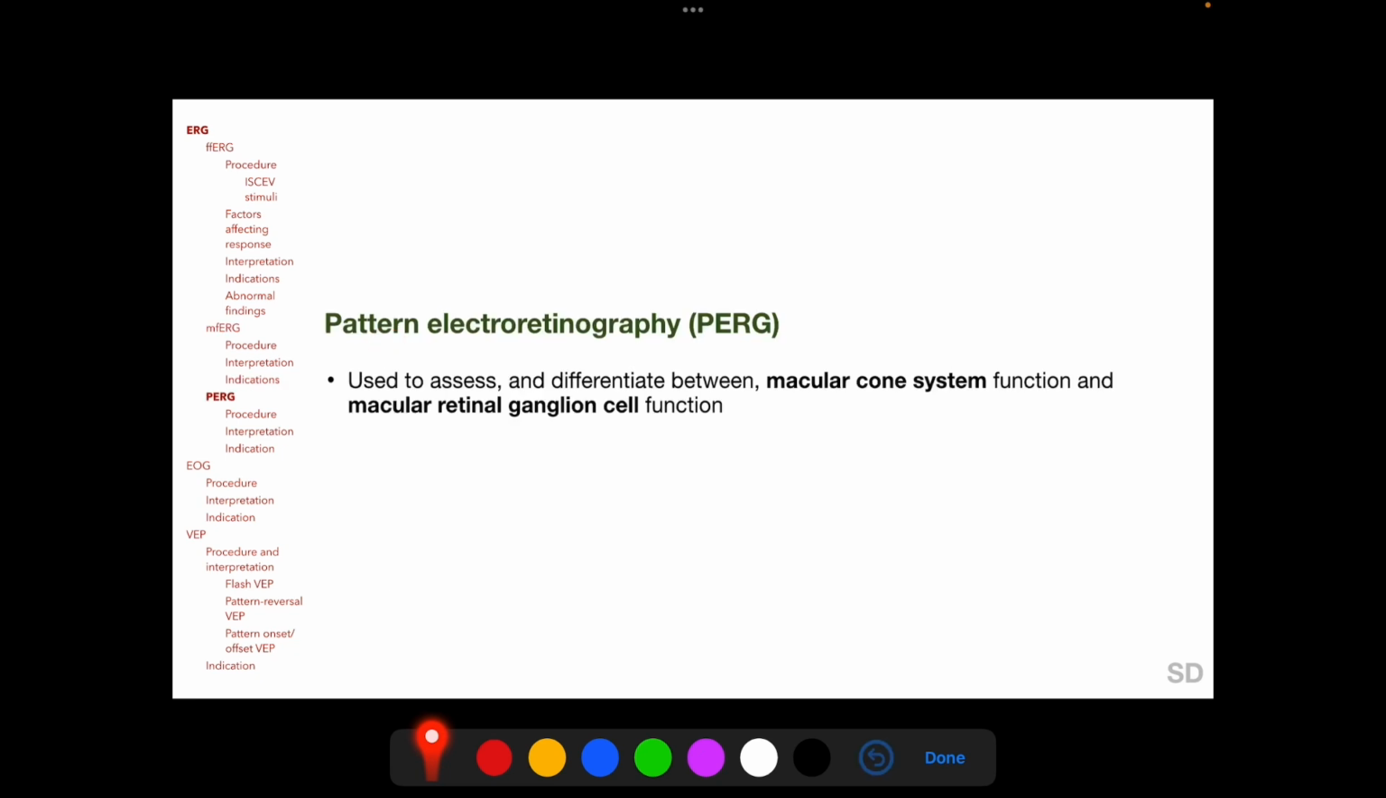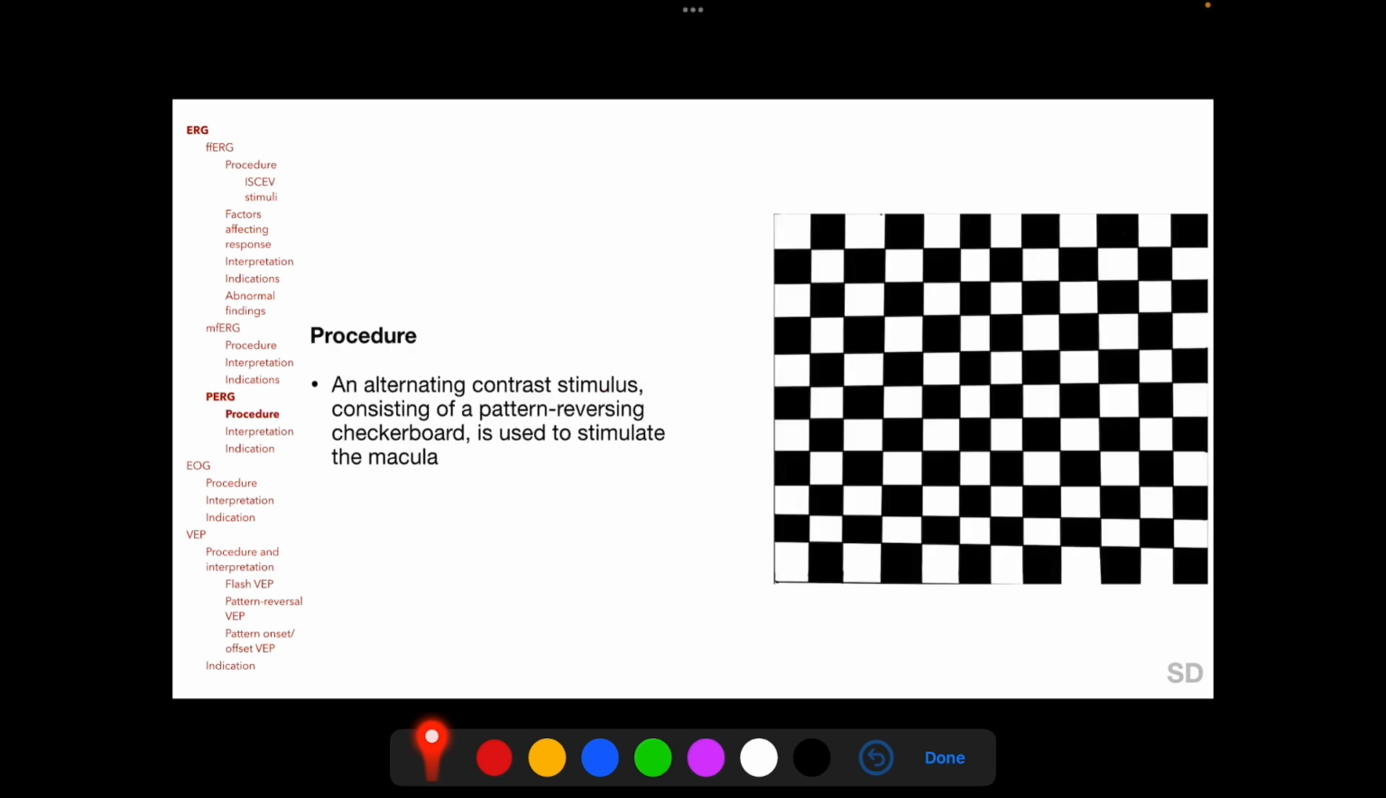Pattern electroretinography is used to assess macular cone system function like multifocal ERG, and pattern ERG can in addition assess the macular retinal ganglion cell function. Pattern ERG uses an alternating contrast stimulus consisting of a pattern reversing checkerboard as shown in this diagram, and when the pattern reverses, it appears like this to the patient.